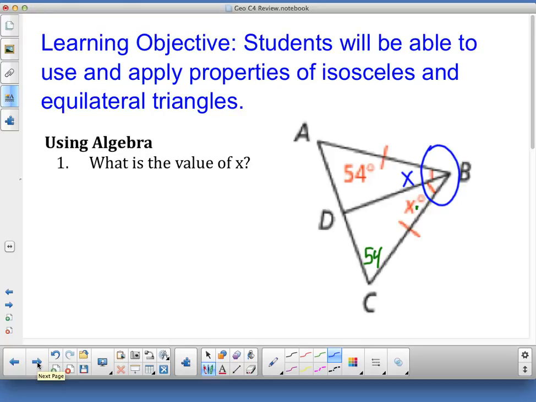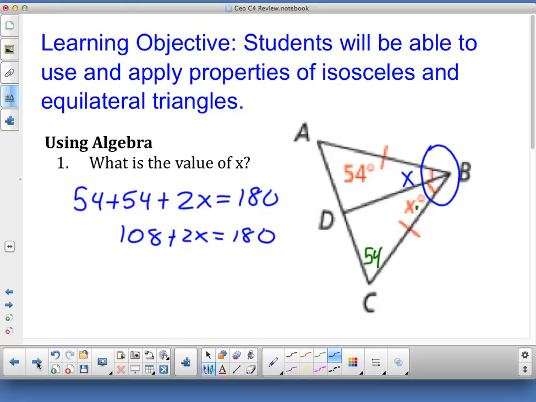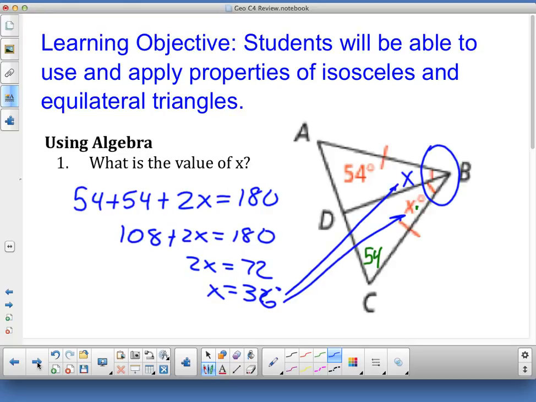Triangle sum theorem is all three interior angles of a triangle add up to 180. So now I have 54 plus 54 plus 2x is equal to 180. And that is my three angles of that triangle ABC. I got 108 plus 2x equal 180. 2x is equal to 72. x is equal to 36. But that's also 36 degrees. Both of those things. Are there any questions on what I did?